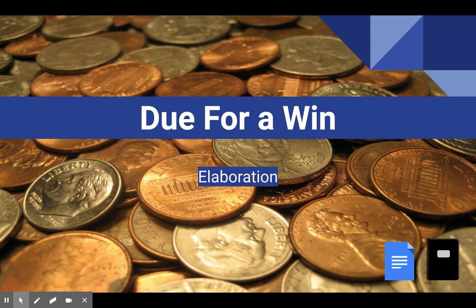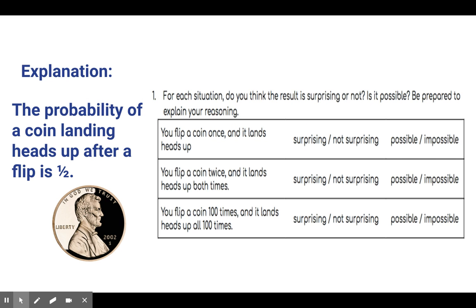All right. So now let's move to our elaboration activity. Our elaboration activity is going to be called Do for a Win. It'll actually say explanation in your student companion. So that's where we are working in your student companion. It says the probability of a coin landing heads up after a flip is 1/2, right? Because we know it's either going to be heads or tails.